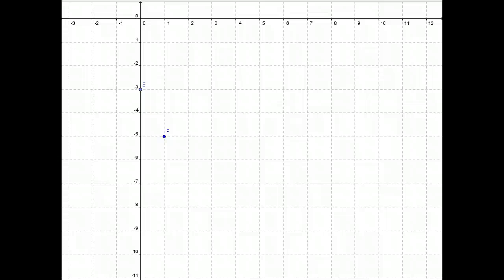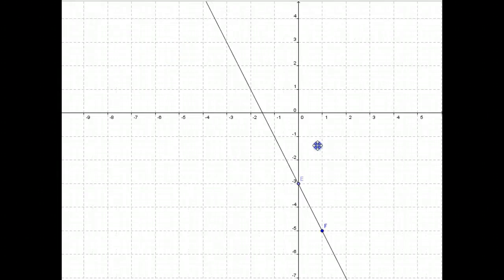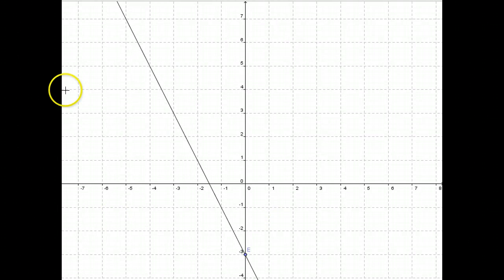After that, we can put more points. Then we can connect the lines and we have a graph. Now you can look at this one as if you were going from left to right and you get to this line, you're going down a hill. This is a negative slope.